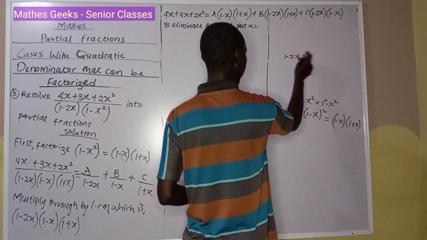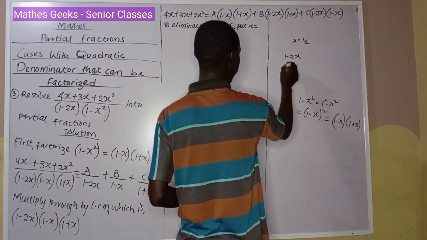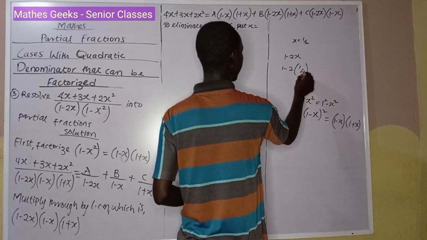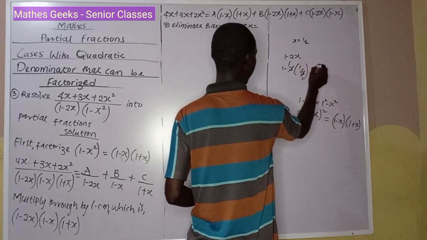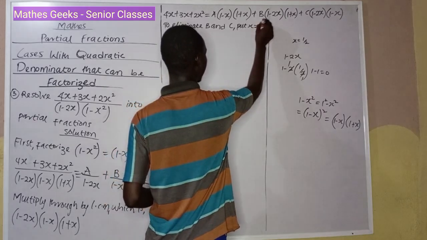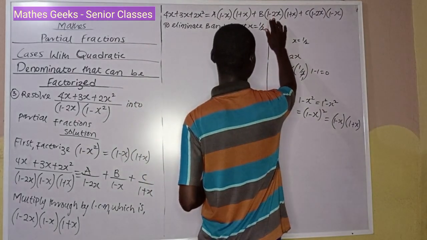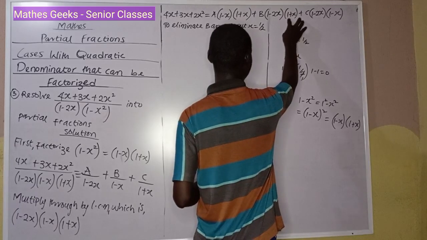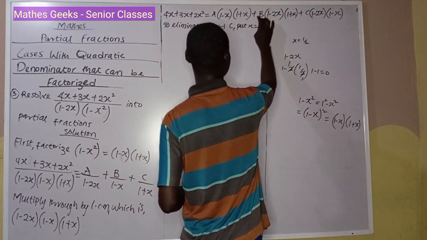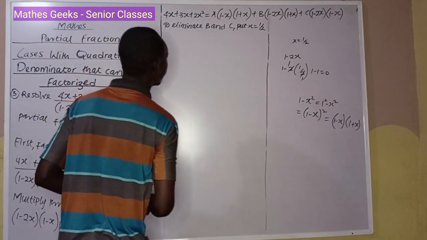If I make x to be 1 over 2, let's see if it will be equal to 0. 1 minus 2 times 1 over 2: the 2 here and 2 here cancel, so 1 times 1 is 1, and 1 minus 1 is equal to 0. So I'll make x to be 1 over 2. If you put 1 over 2 here, it will be 0. 0 times whatever you're going to get will be 0. Same thing applies here. So in that way, B and C will have been eliminated.